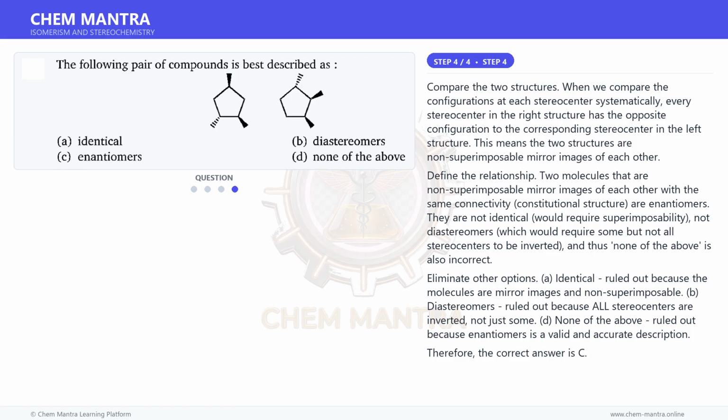Eliminate other options. A. Identical, ruled out because the molecules are mirror images and non-superimposable. B. Diastereomers, ruled out because all stereocenters are inverted, not just some. D. None of the above, ruled out because enantiomers is a valid and accurate description.